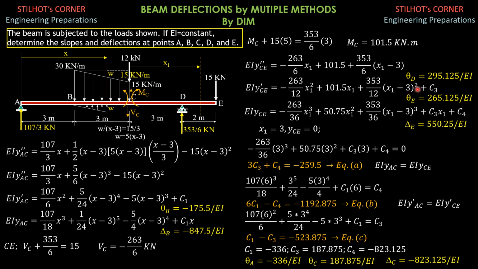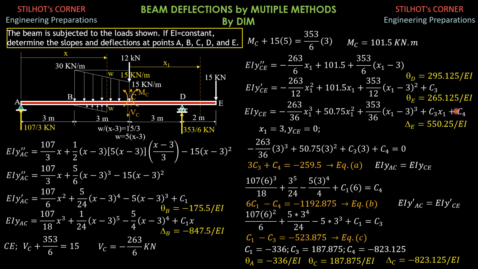EI y double prime CE is equal to shear, negative 263 over 6 times x1, then plus moment, which is positive 101.5 plus 353 over 6 times quantity x1 minus 3. Integrating, you have negative 263 over 12 x1 squared plus 101.5 x sub 1 plus 353 over 12 quantity x1 minus 3 squared, then plus c sub 3.